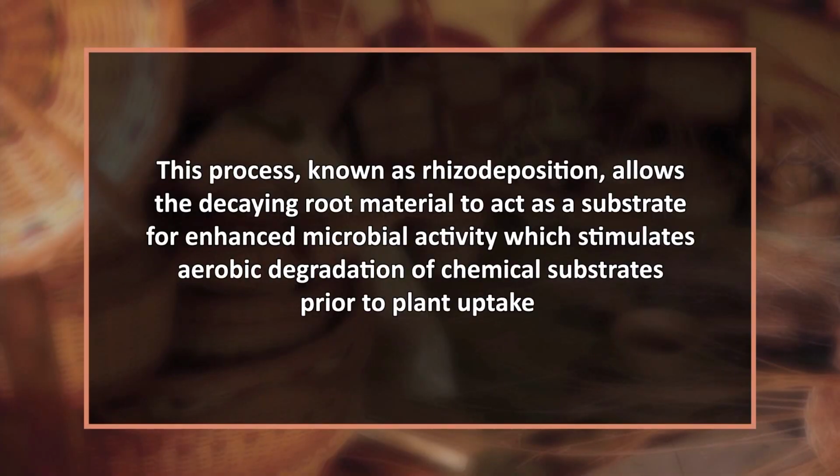Rhizofiltration is more beneficial in the removal of metal contamination from groundwater or soil, whereas rhizodegradation is more beneficial in removal of organic contaminants. As a plant grows and the roots grow progressively outward, the fine roots and root hairs die and decay. This process, known as rhizodeposition, allows the decaying root material to act as a substrate for enhanced microbial activity, which stimulates aerobic degradation of chemical substrates prior to plant uptake.